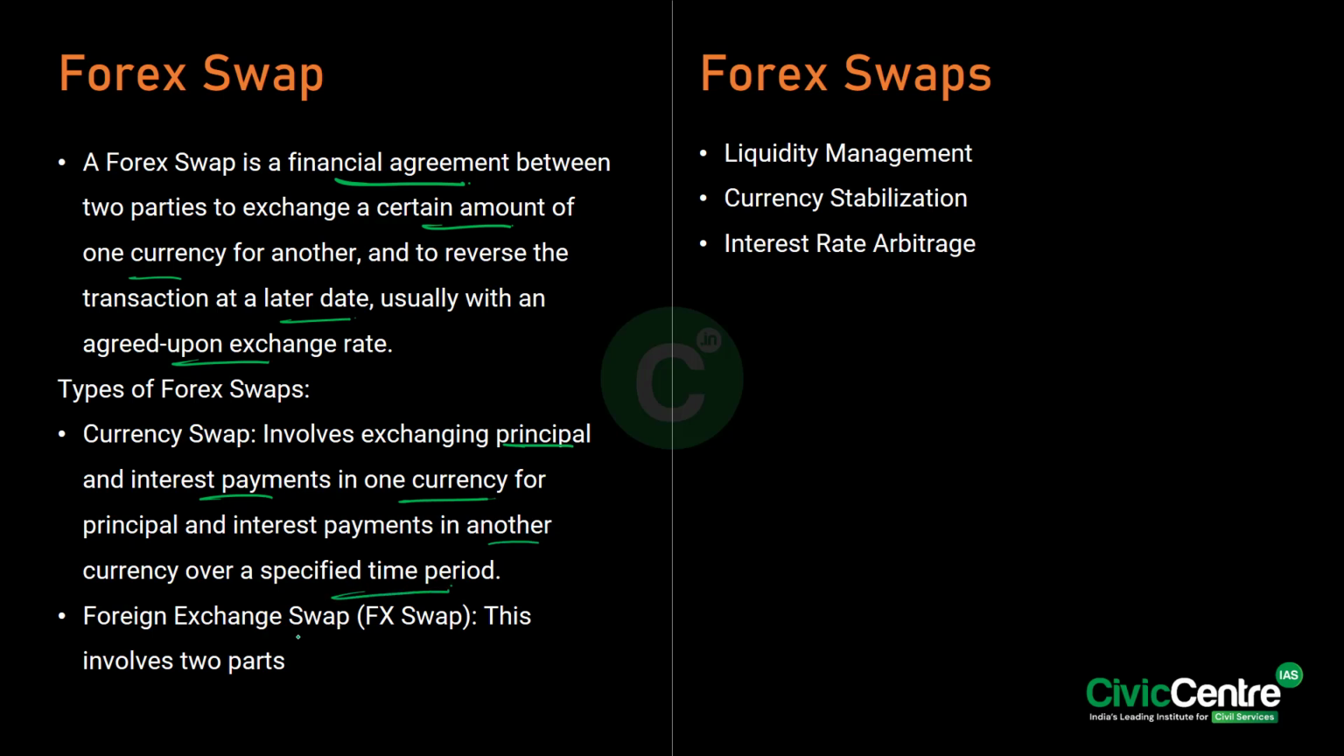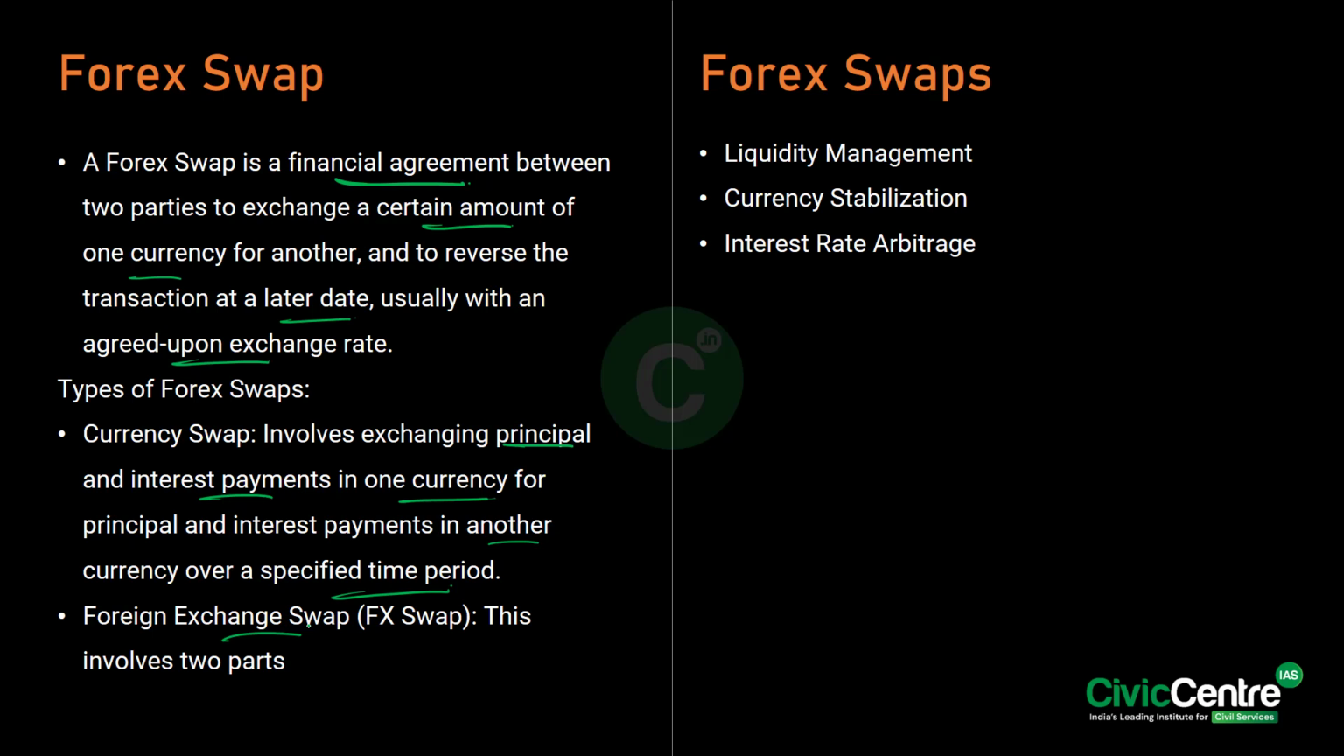Then we have something called a foreign exchange swap, and this involves two parts. The first one is a spot transaction where the currencies are exchanged immediately or within 2 business days, and secondly a forward transaction where currencies are exchanged at a future date.